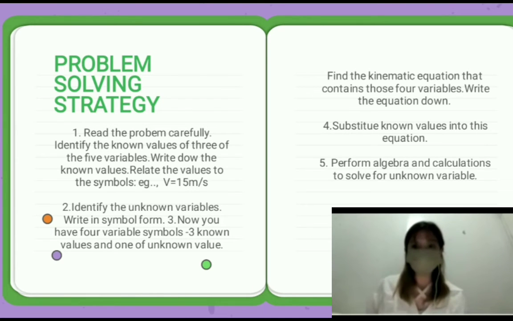Now that you have 4 variables, 3 with known values and 1 with an unknown value, you're going to look through the list of 4 equations and find the one equation that contains these 4 variables. Once you've found it, write it down.